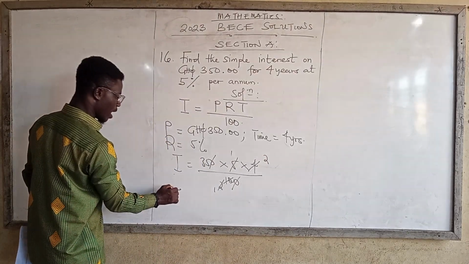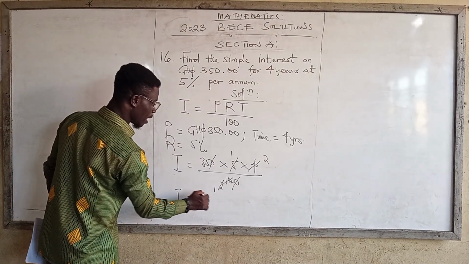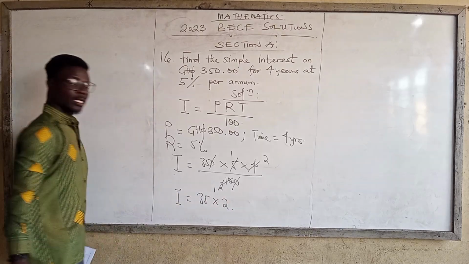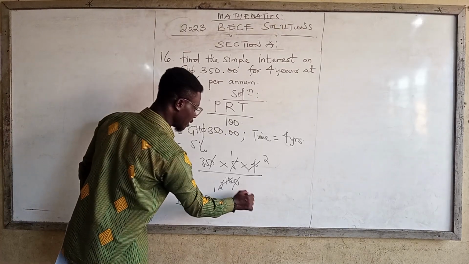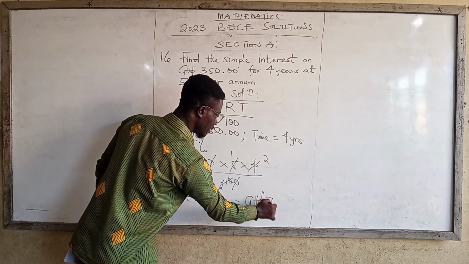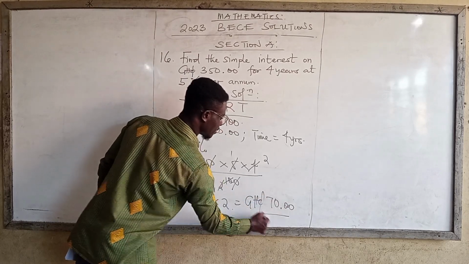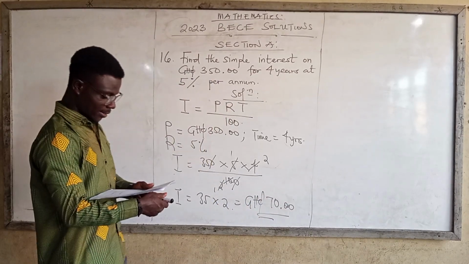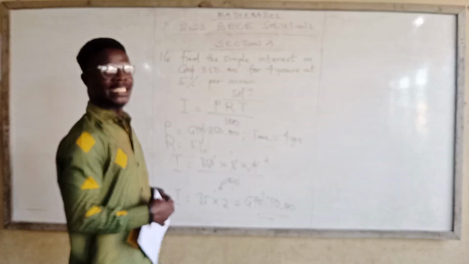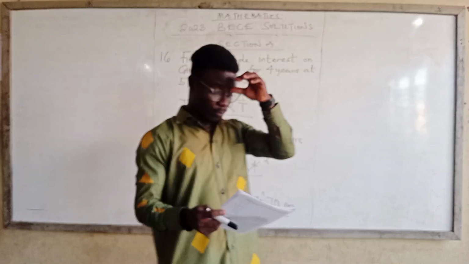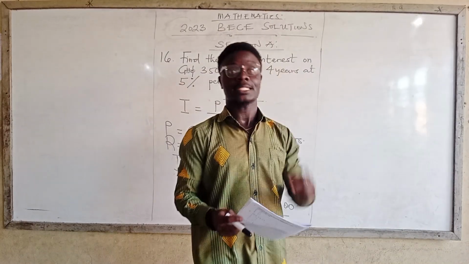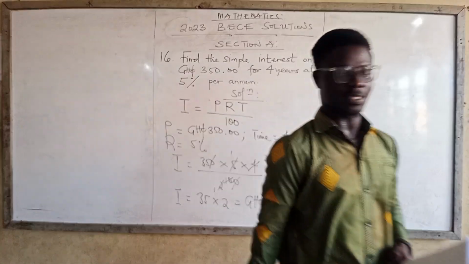So I have I being equal to 35 times 2. 35 times 2 will obtain 70 Ghana cedis. 70 Ghana cedis, which is option C for cat. Option C for cat. Let's proceed to question 17.